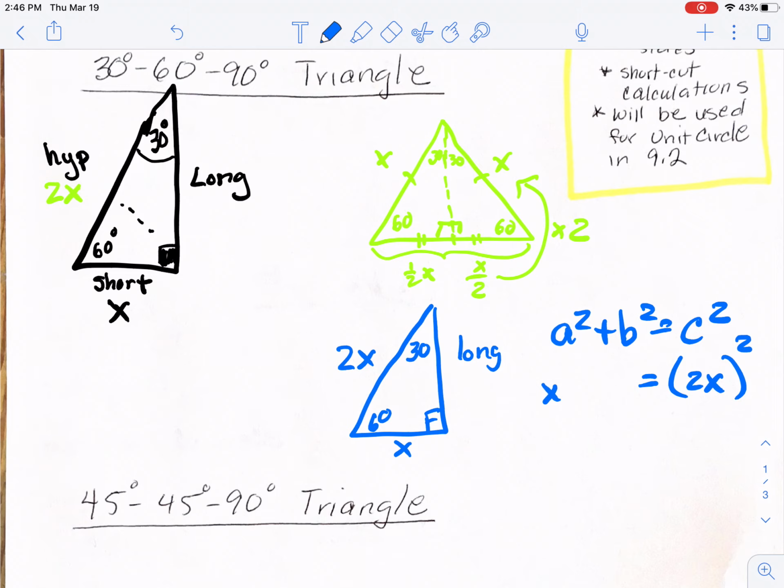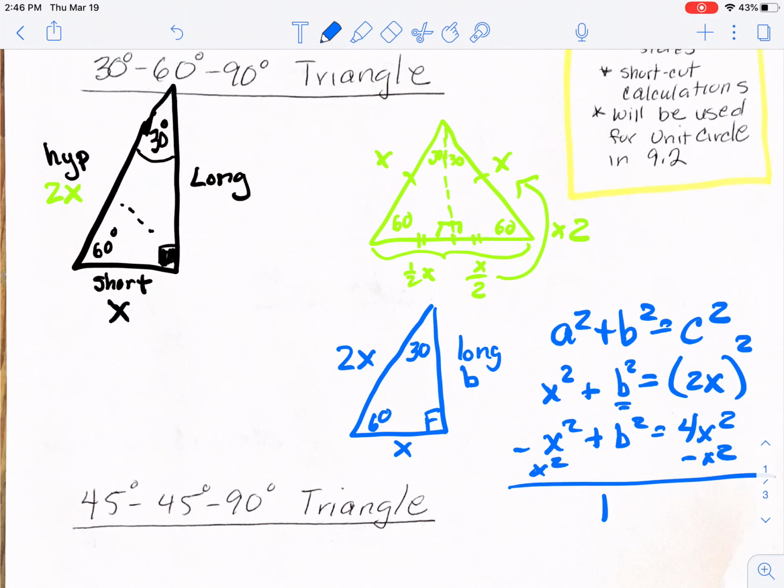I'm going to put the x in for the a, so I'm going to have an x squared plus the long side. Let's just leave it as a b for right now. So I've got b squared. I want to solve for b. So I'm going to start by squaring my 2x. I'm going to have x squared plus b squared equals 2 times 2 is 4x squared. Now if I subtract an x squared from both sides so that I get the b squared by itself, that's going to leave me with b squared is equal to 3x squared.